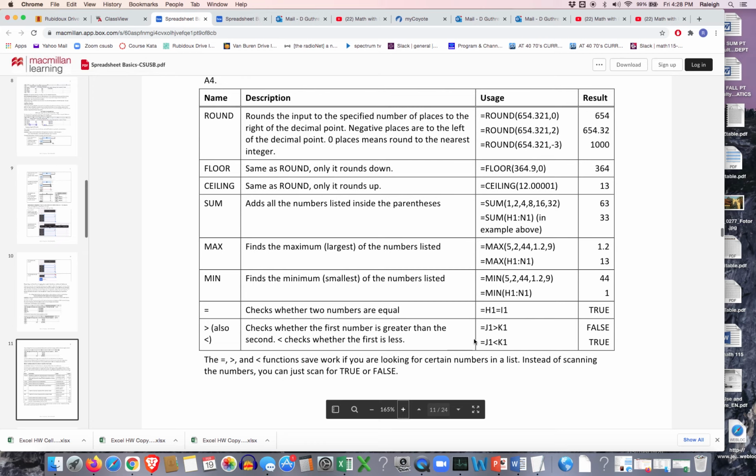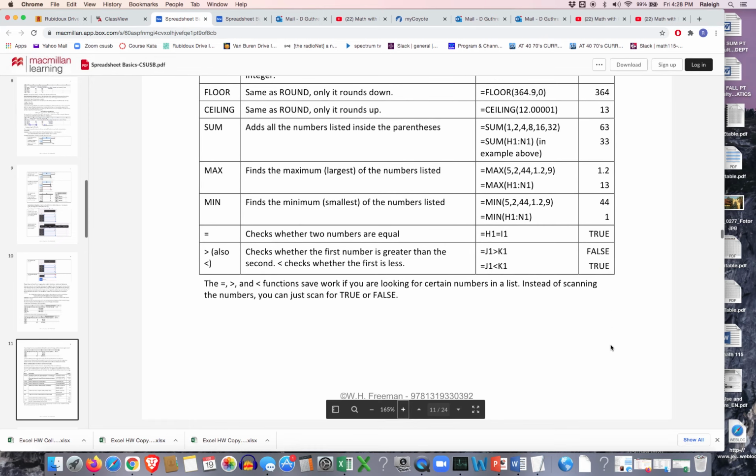And then you could even do greater than or lesser than. So if a number in J1 is greater than K1, turns out that's false. We do not see the number, so we can't check it. But then, I guess by default, J1 is then less than K1, or true. So if it's equal, I guess they would both be false.